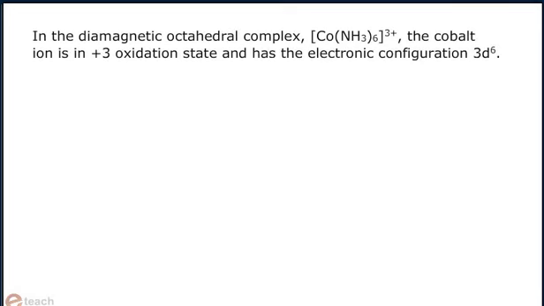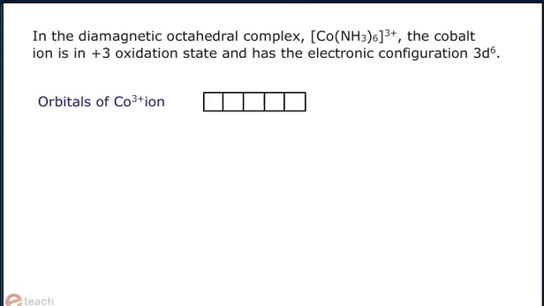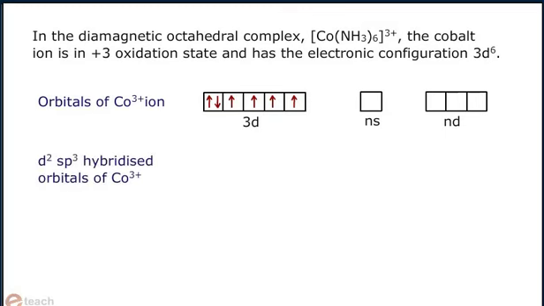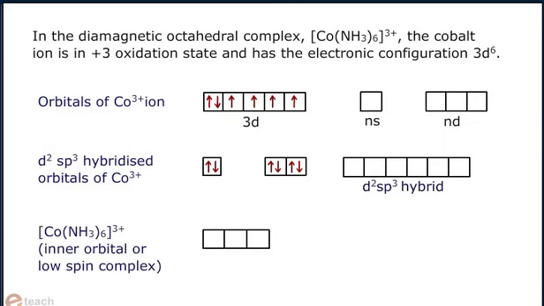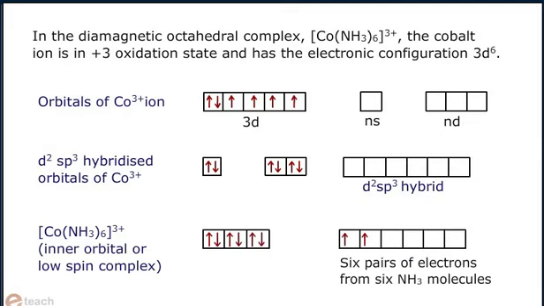In the diamagnetic octahedral complex [Co(NH3)6]3+, cobalt ion is in +3 oxidation state and has electronic configuration 3d6 4s0. Orbitals of Co3+ ions are shown in 3d6, ns0 and nd0. Now we can see the d2sp3 hybridized orbital of Co3+ with 6 hybrid orbitals of d2sp3. Now [Co(NH3)6]3+ is an inner orbital or low spin complex. Here 6 pairs of electrons from 6 NH3 molecules are shown.